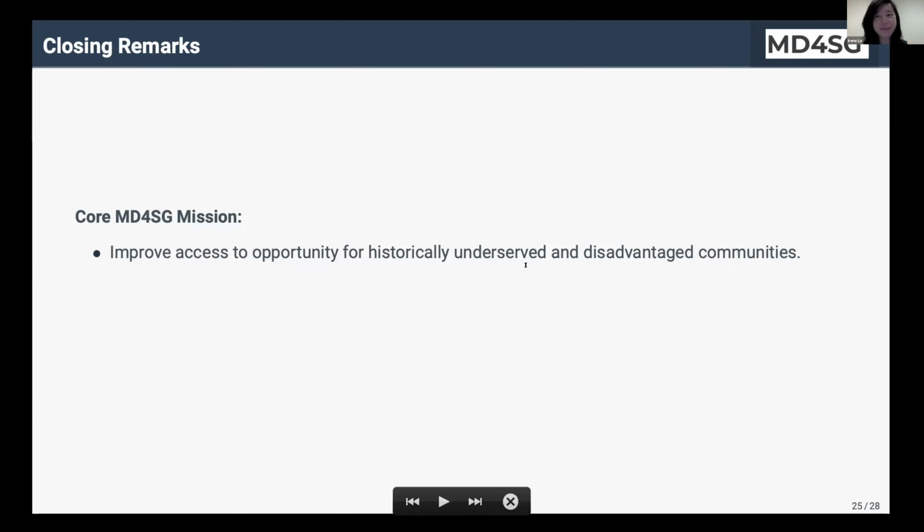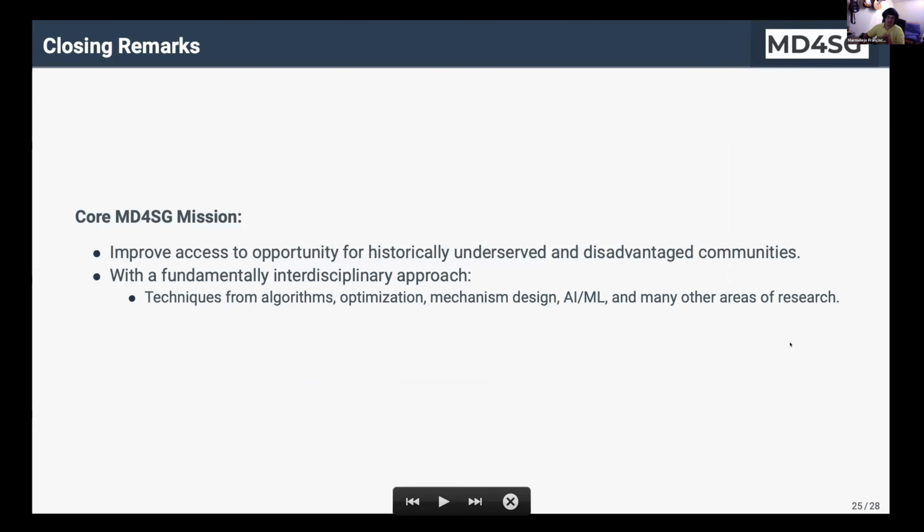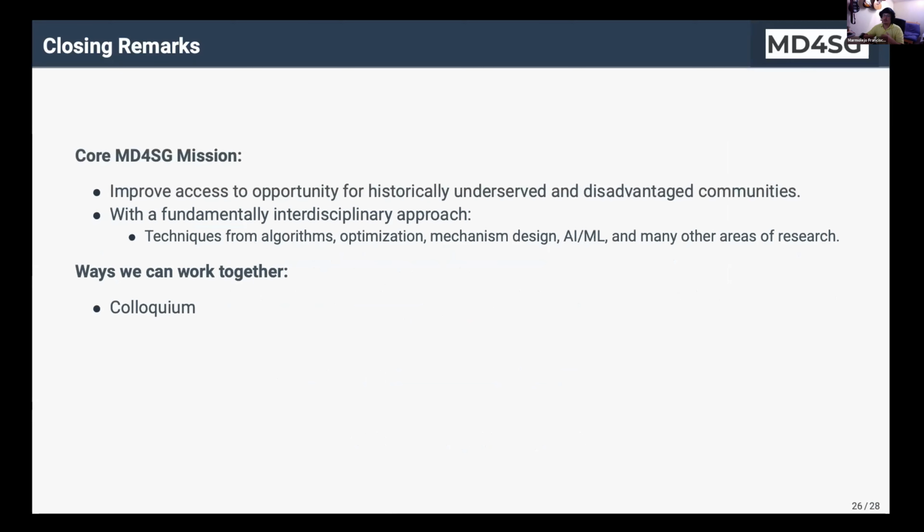Yeah. Just to tie back to the umbrella of MD4SG, our core mission is improving access for historically underserved communities, and we take an interdisciplinary approach, which has been exemplified by all of our working groups and the wonderful work that everybody is doing. Thinking forward, there are multiple ways that we can all work together to achieve this goal that we have at MD4SG and that DSA definitely pushes for as well.